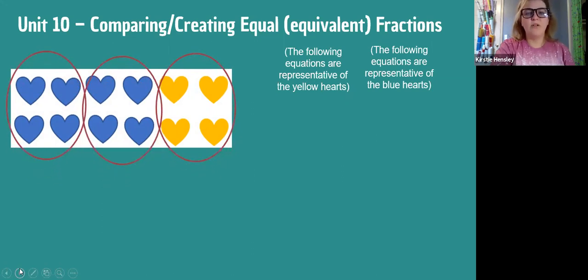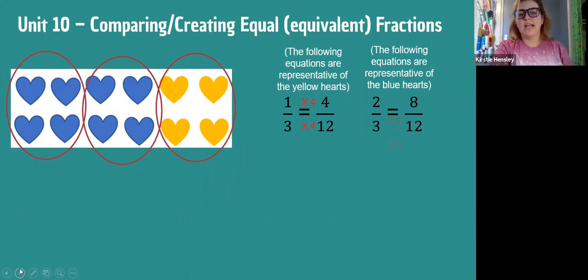So for example, you take the whole, which is 12 hearts, or you can break it up into thirds. So if you look at it, 1/3 is equal to 4/12, those two parts are the same, okay? 1/3 is equal to 4/12. So students will be using basic multiplication facts that we have been working on since 3rd grade in order to find or create and compare equivalent fractions.